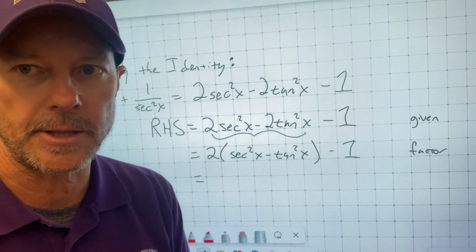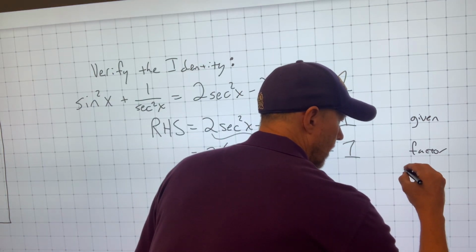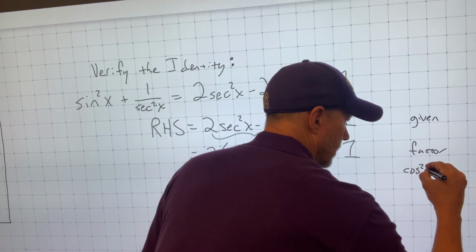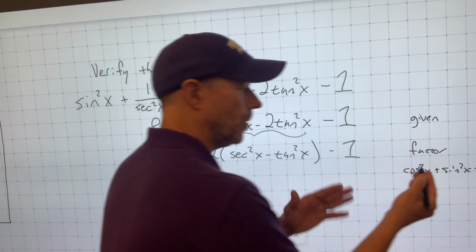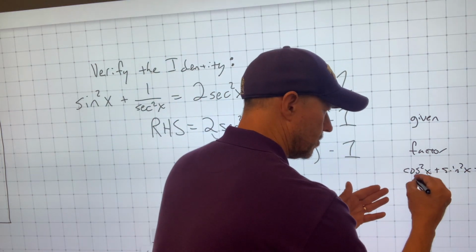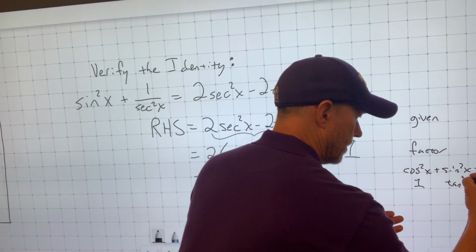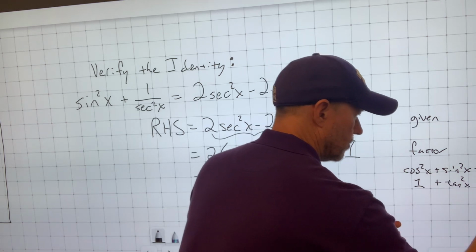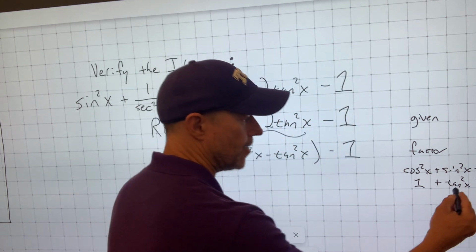So let's write down the Pythagorean identity that we rely on. We know that cos squared plus sine squared is equal to 1, but we also know that if I divide through by cos squared, this becomes 1. Sine squared over cos squared will be tangent squared, and 1 over cos squared is secant squared. So this is one of our Pythagorean identities, and notice what happens.